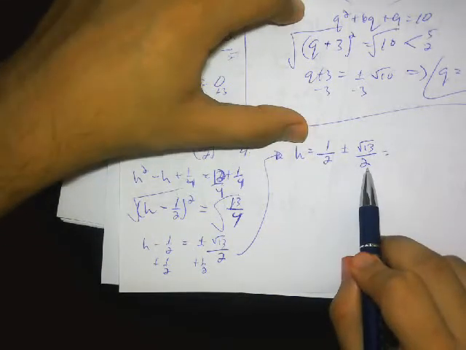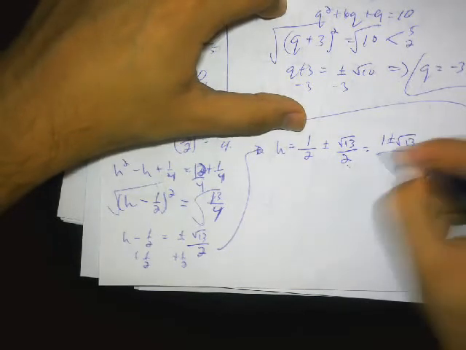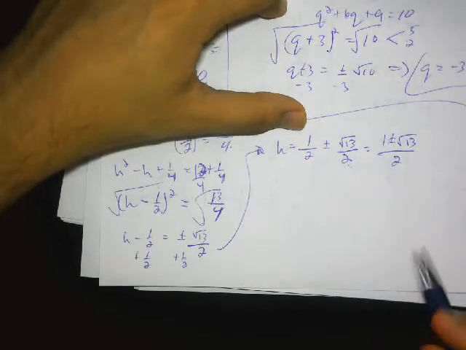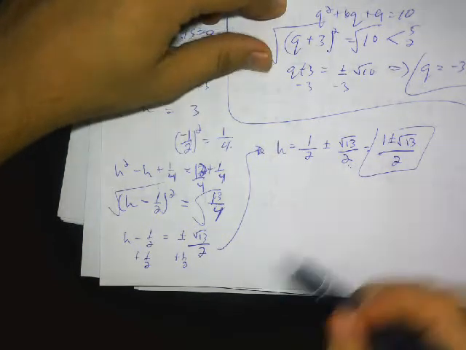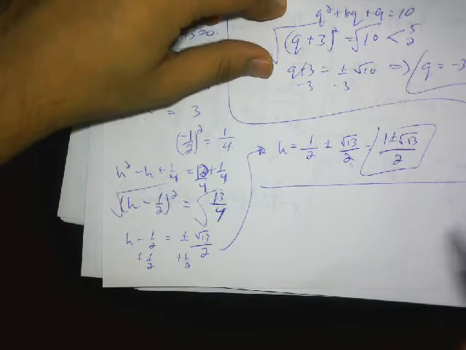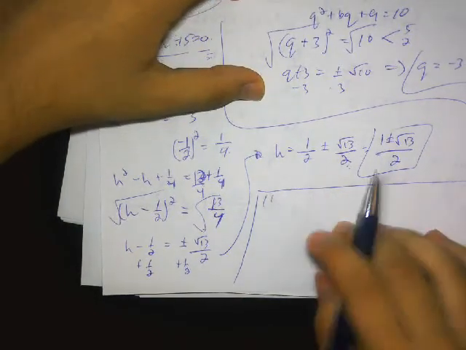Alright, number 11. Halfway there. Number 11 reads 3x squared. Oh, let's do it like this.